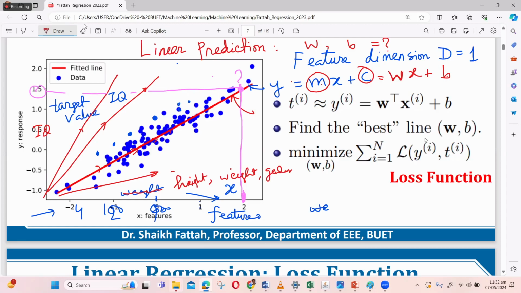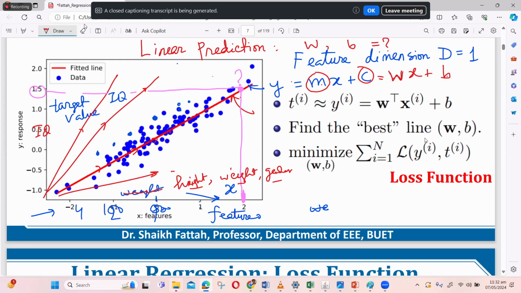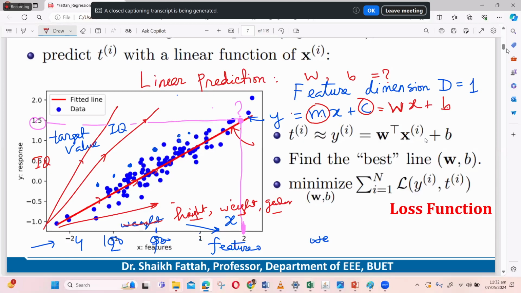This is a simple picture, but if there is more than one feature, it will not be so simple, but still you can do the linear assumption. My message here is that we have a feature dimension.